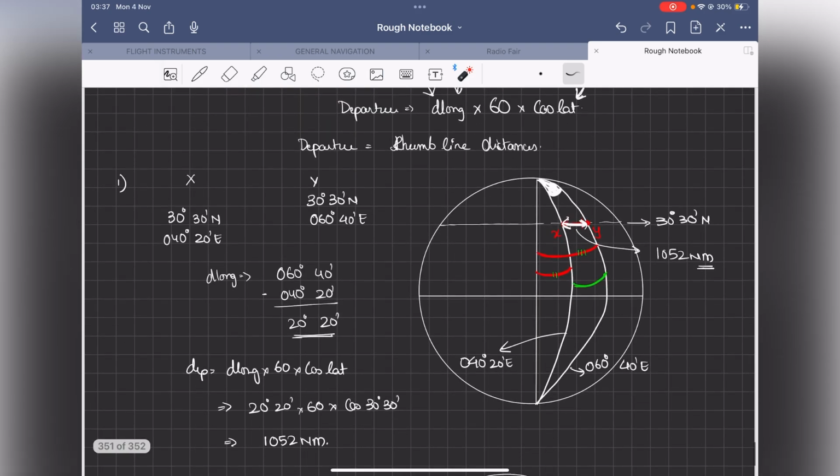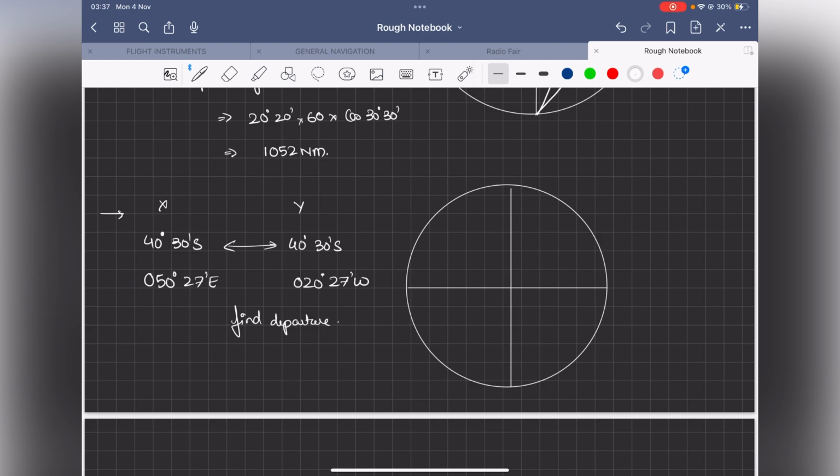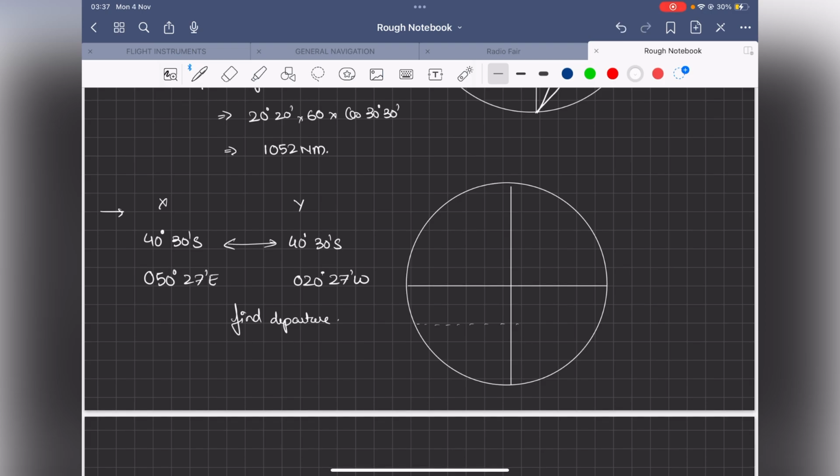So, in our case, we are given that both of them lie at 40 degrees 30 minutes south. So, let's draw it here. Let's say this is the 40 degrees 30 minutes south latitude. Fine. Now we are told that one point is in the east and one point is in the west, right?